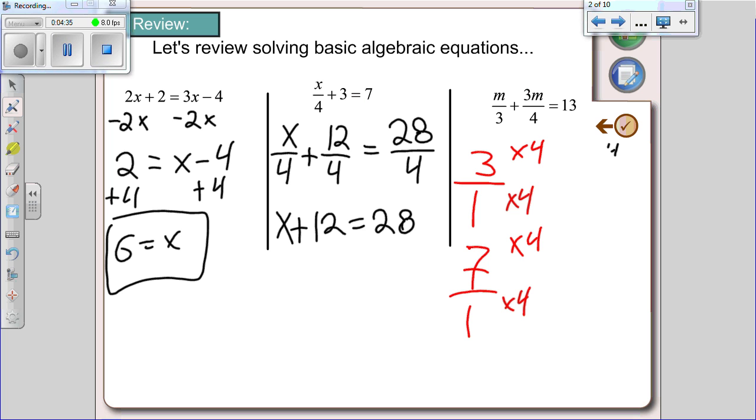The reason they're gone is because if I have an equal sign, how would I undo this divide by 4? I'd multiply everything by 4. But because everything has a common denominator of 4, when I multiply everything by 4, they all cancel out. And that's why they all go away.